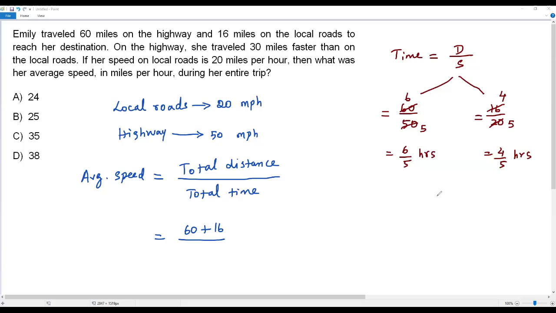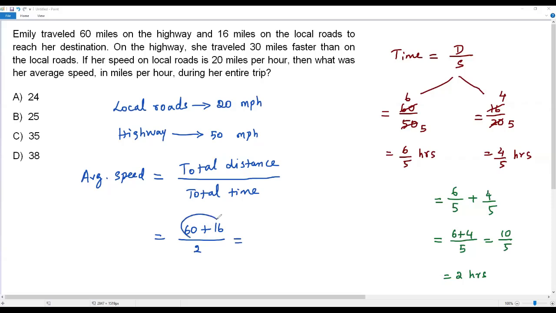Now let's find the total time taken for the entire trip. For that we have to add these two timings, that is 6 over 5 hours plus 4 over 5 hours. Here we have a common denominator 5, so we can keep the denominator and add the numerators. When I do so, I'm getting 10 over 5. When I divide 10 by 5, I'm getting 2, that is 2 hours. So for the entire trip, the total time taken is 2 hours. Now we can write 2 for this total time. Let me write over here.